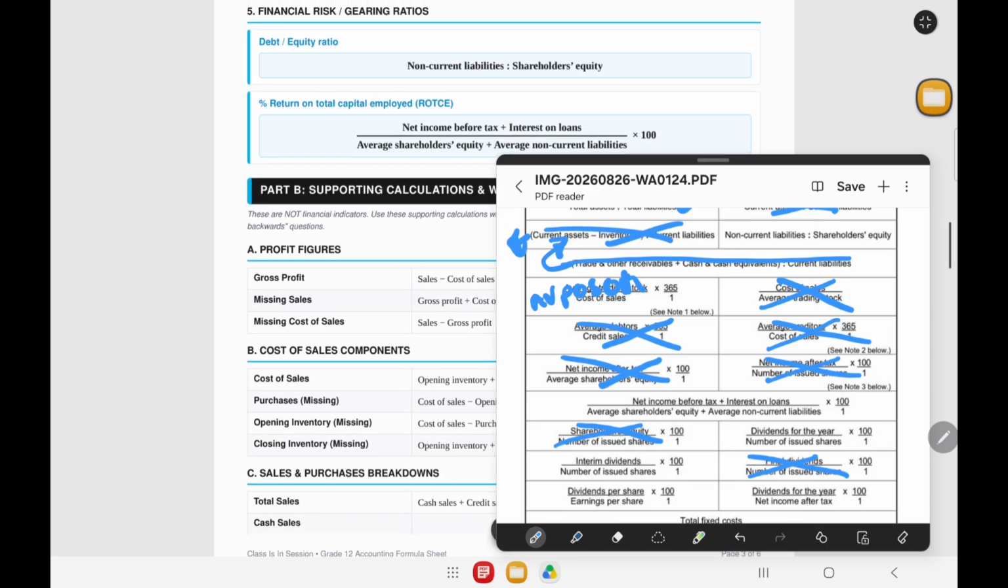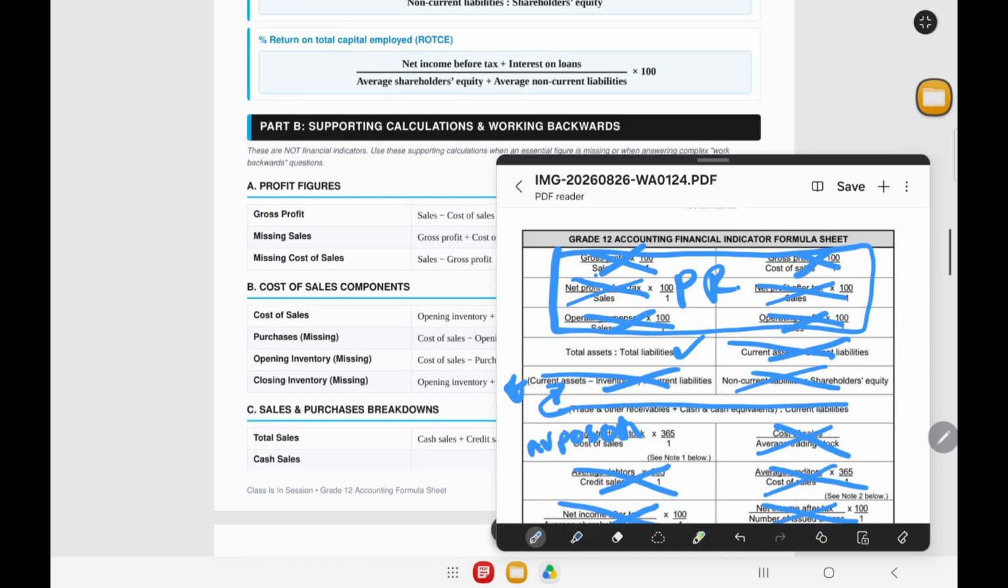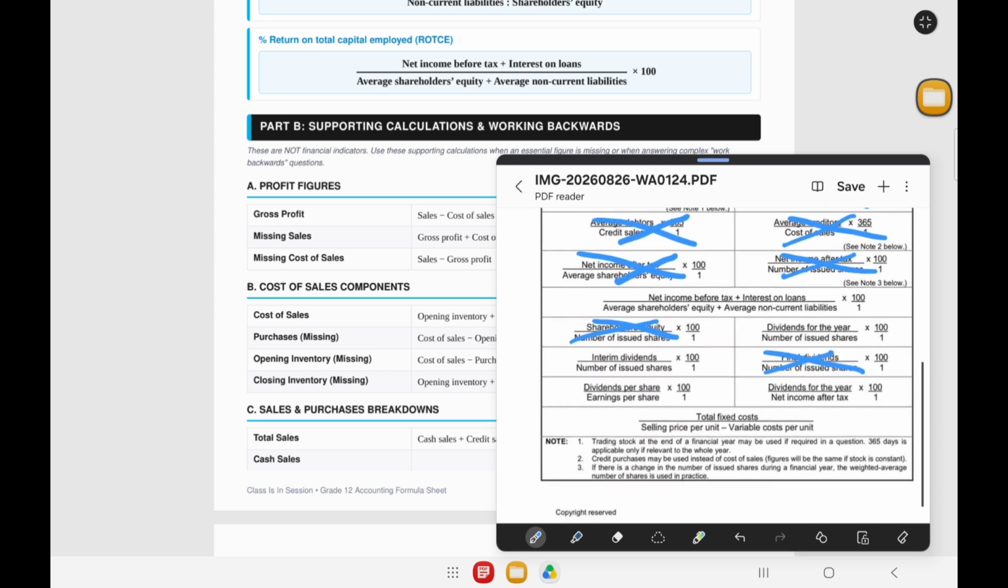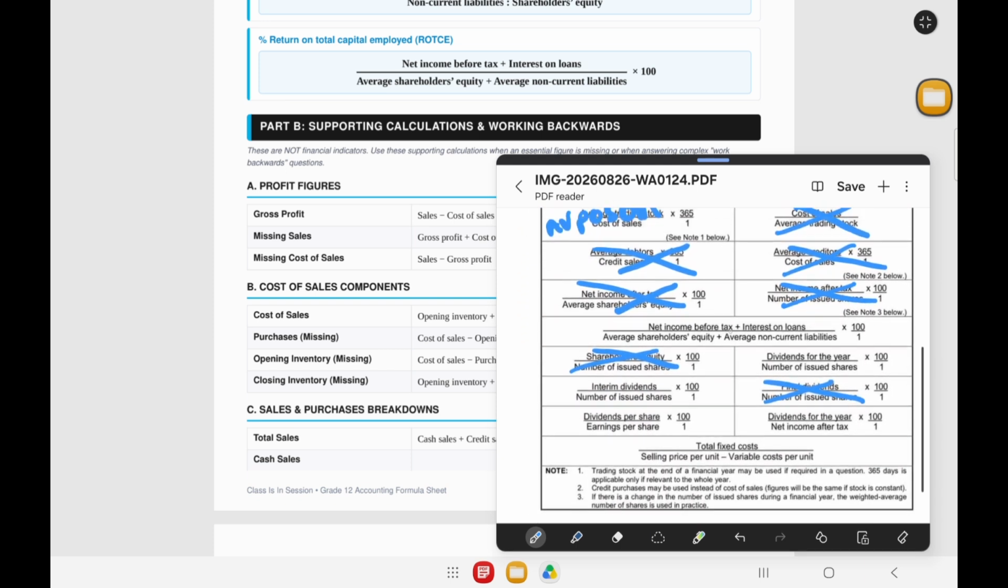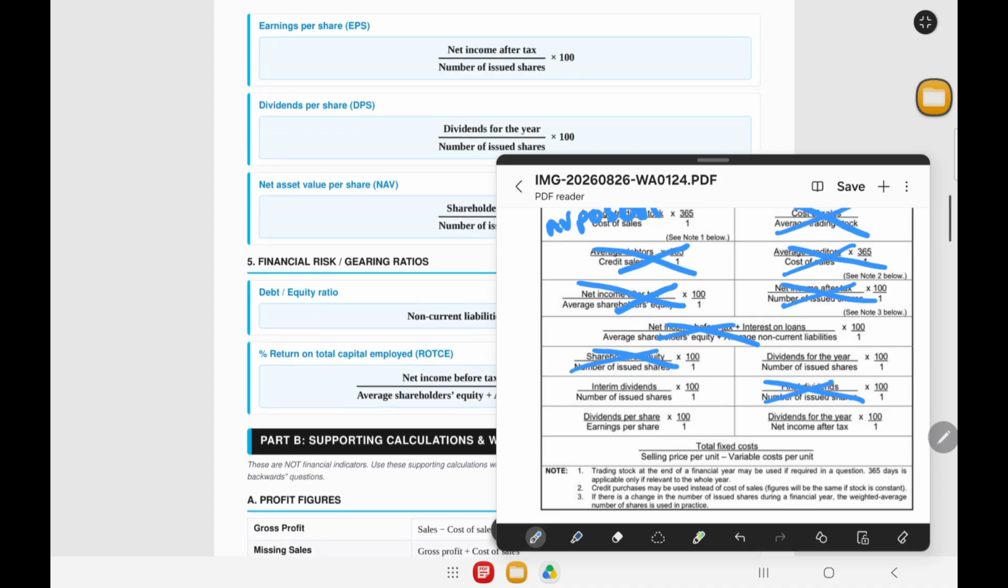We also have financial risk or gearing ratios. We have debt to equity ratio, where we have non-current liabilities to shareholders' equity. There it is. It's on top. And then we have return on total capital employed. The percentage, it's net income before tax plus interest on loans. Let's check. Yes, net income before tax plus interest on loans all over average shareholders' equity plus average non-current liabilities times 100. There's the formula. So we now have the different formulas to our financial indicators.